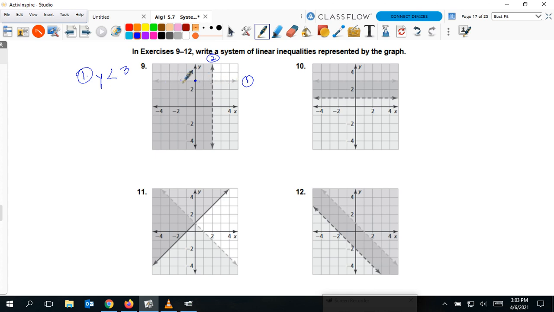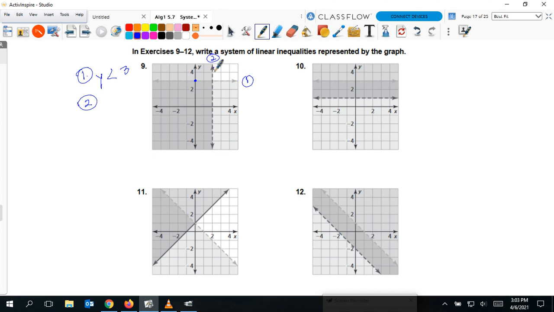And this one, it's kind of hard to tell, but that actually is a dashed line. It is very hard to tell. I messed up the first time I looked at it, but now I noticed right here, you can see it a little bit better. There are some dashes on that. So it's just less than. So there's inequality 1.